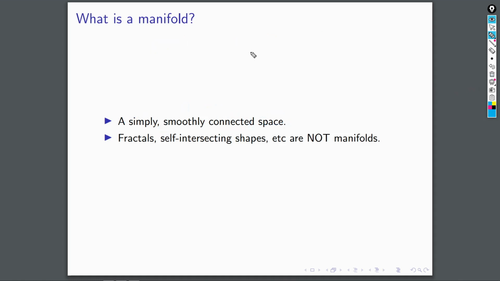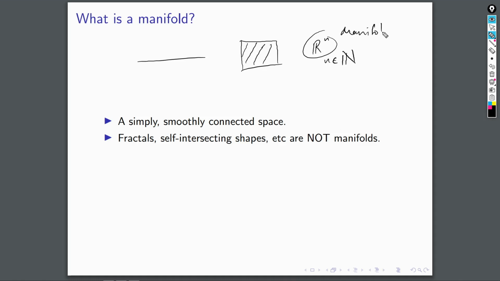So for example, a line is a manifold, the plane is a manifold. In fact, any Rn with n in the natural numbers, that thing's a manifold. It's actually known as the trivial manifold. Okay, what else is a manifold? The circle is a manifold, the disk is a manifold, this blob is a manifold.